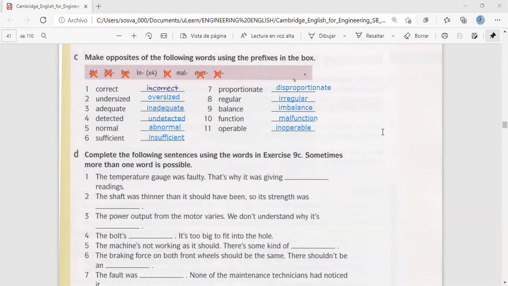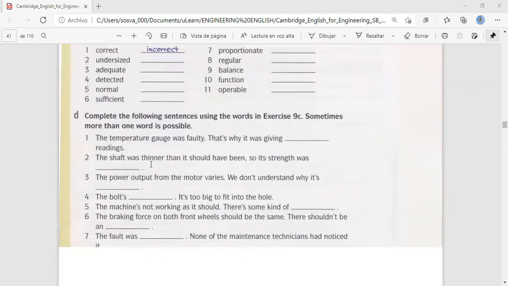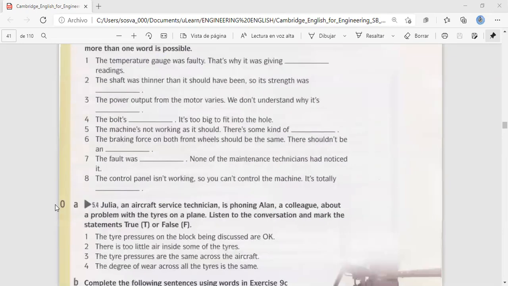Perfect. So these are prefixes, the opposite words of these statements, so that you can gather a little bit more vocabulary. Okay, that's right. Very good. May I erase it? Yeah, please. Perfect. And now let's finish letter D before we go to number 10.